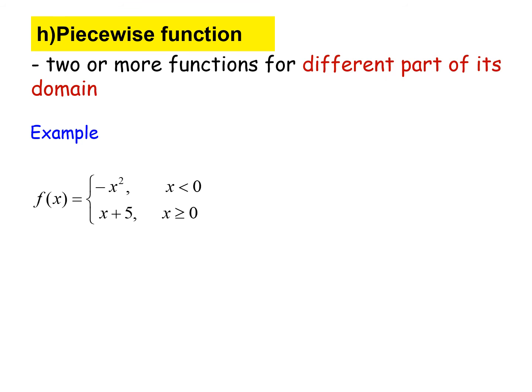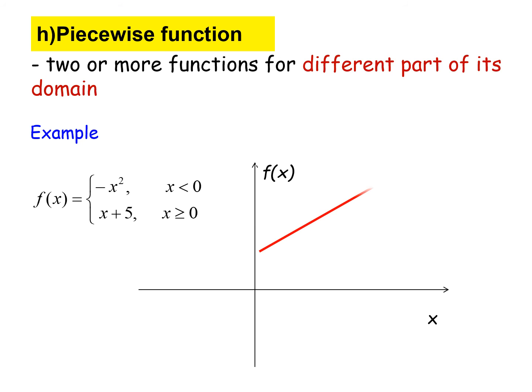So we draw the two functions on the same axis. Okay, so −x² we draw for x less than 0. x less than 0 means on the left hand side of the y-axis. And then the right hand side of the y-axis is for x + 5. So we draw x + 5.